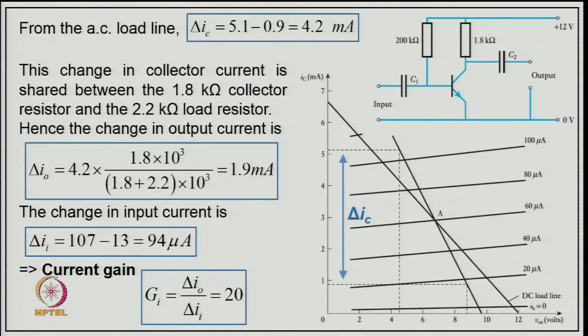Now from the AC load line we can say delta IC will be 5.1 minus 0.7, that is 4.2 milliampere. This change in collector current is shared between the 1.8 kilo ohm resistor and the 2.2 kilo ohm load resistor. Hence the change in the output current will be delta IO equal to 4.2 into 1.8 into 10 power 3 divided by (1.8 plus 2.2) into 10 power 3. So this comes to 1.9 milliampere, and the change in the input current, delta I, will be 107 minus 13, that is 94 microampere, and the current gain GI equal to delta IO upon delta I will be 20 for this modified circuit.